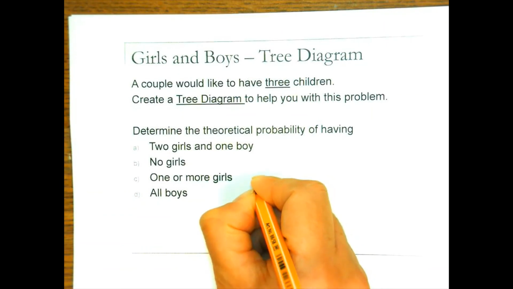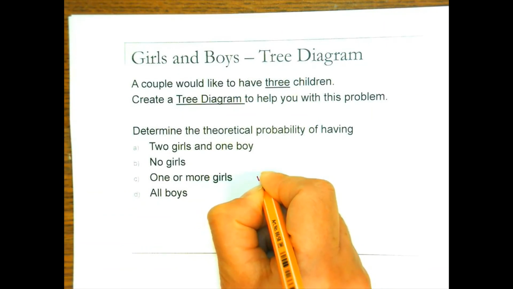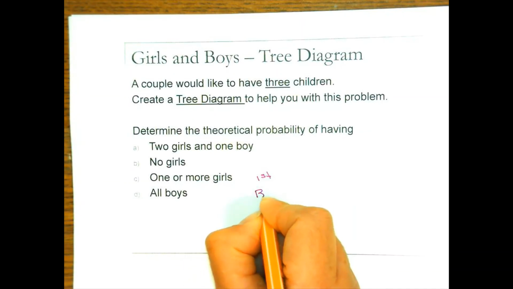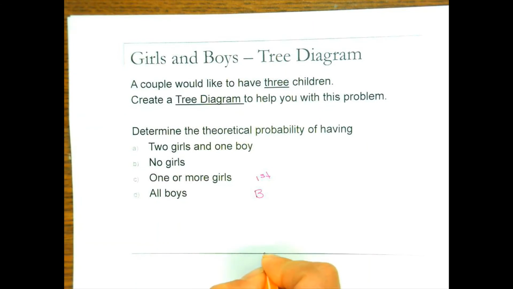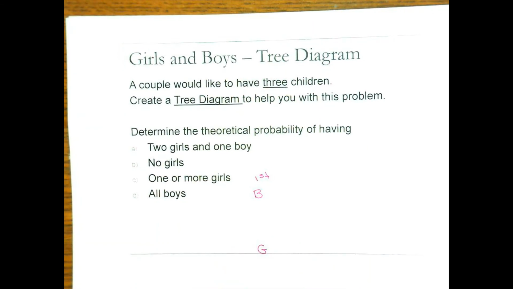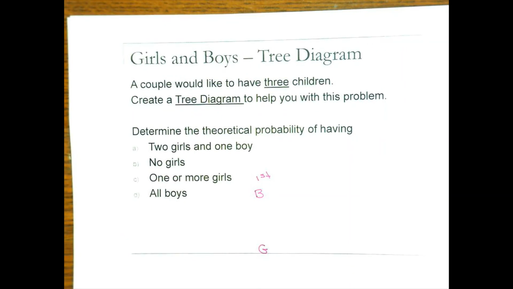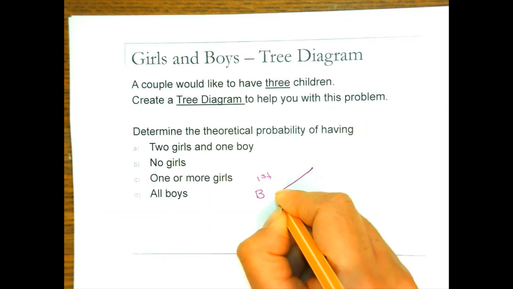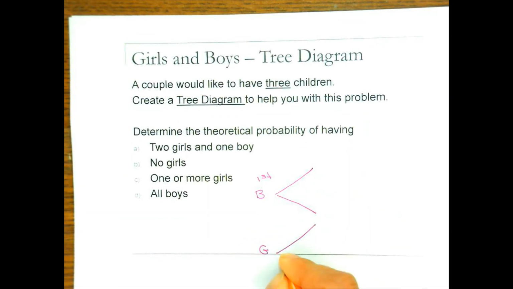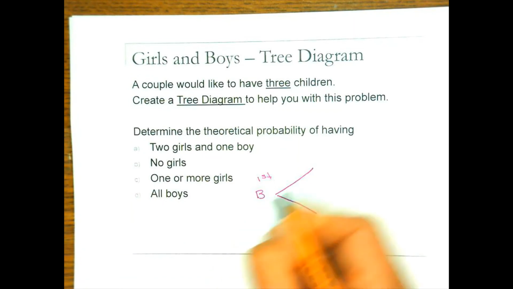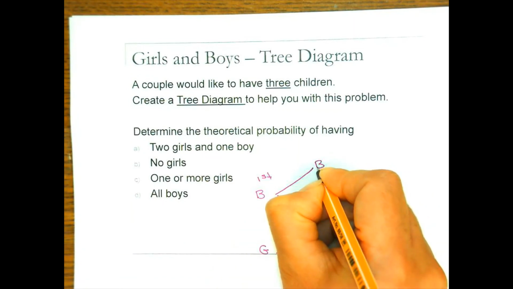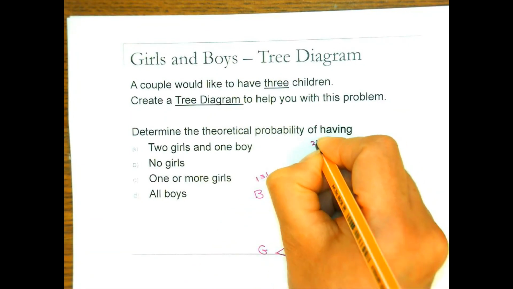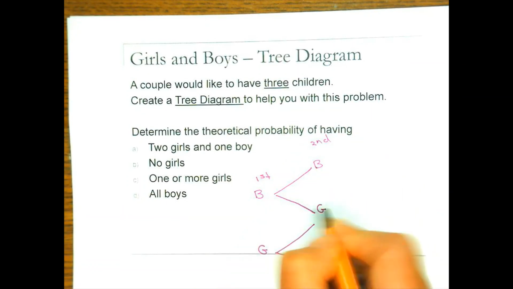So they have a first child. They can get a boy, or they can get a girl. It's a 50-50 chance. Now, they can have a boy, and then when the second child comes, they can have a boy and then another boy, or they can have a boy and the second child is a girl, so they can have boy boy or boy girl.